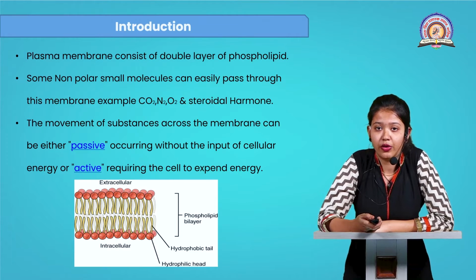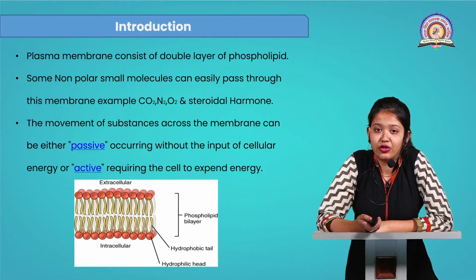Let's begin with the introduction. The plasma membrane consists of a double layer of phospholipid bilayer, with a hydrophilic head facing outwards and a hydrophobic tail facing inwards. The lipid bilayer majorly allows the passage of non-polar molecules as compared to polar molecules.